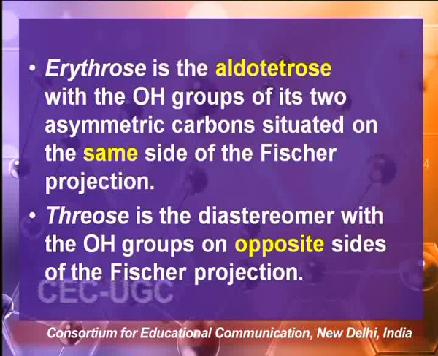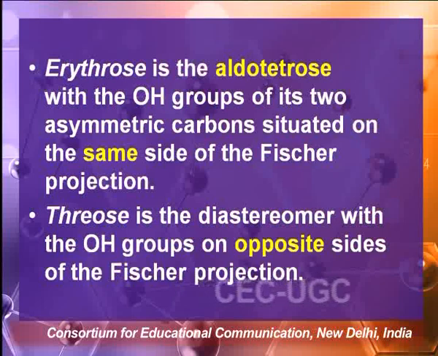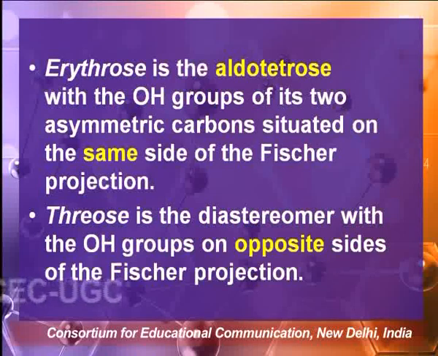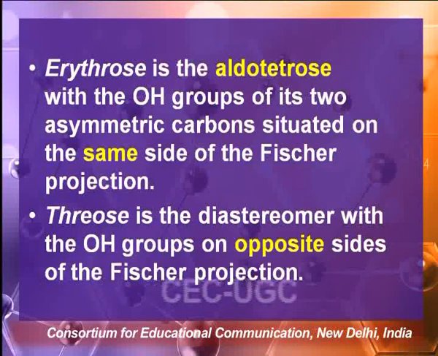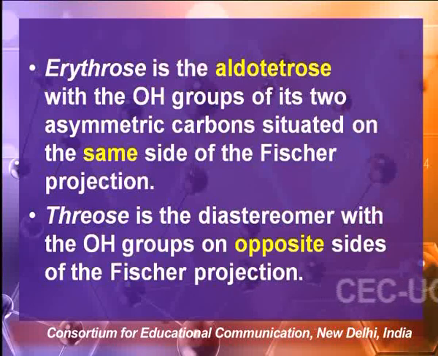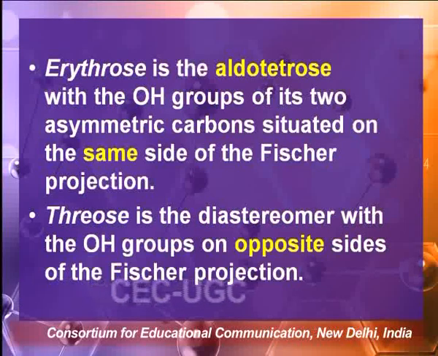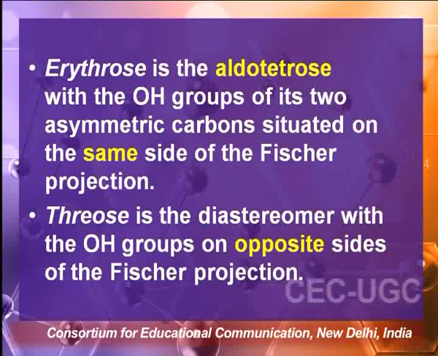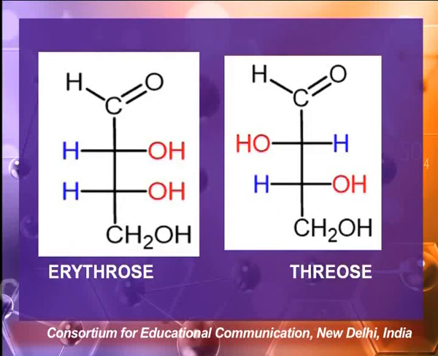So we know now erythrose is an aldotetrose with the OH groups of its two asymmetric carbons situated on the same side of the Fischer projection. Whereas the threo isomer is the diastereomer in which the OH groups are on the opposite sides of the horizontal line in the Fischer projection formula. On your screens now you can see the structures of erythrose and threose. So erythrose is a tetrose sugar. It has an aldehyde group, so we also say it belongs to the aldotetrose series.